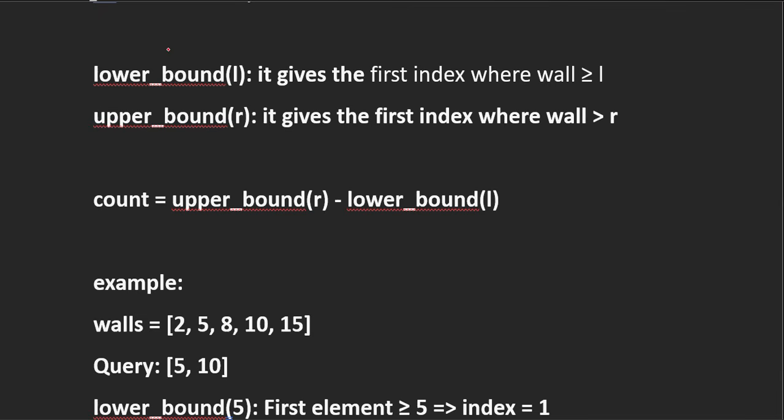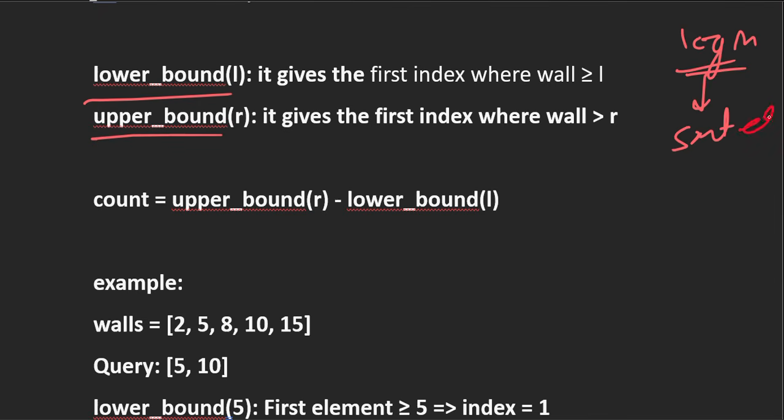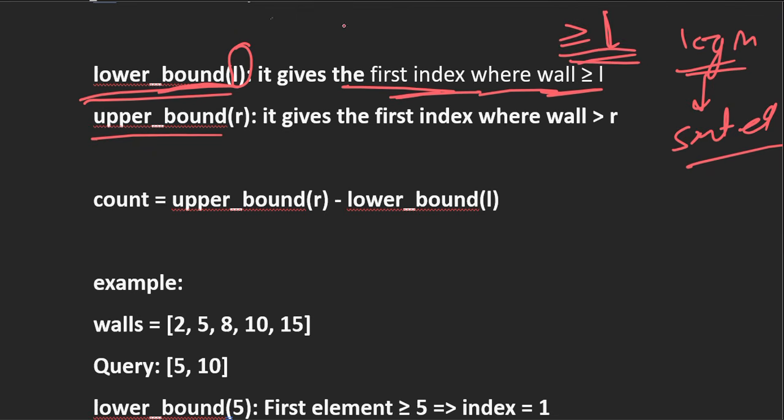I hope you know these two functions, lower bound and upper bound. Both work in log of n and only work on sorted arrays, right? Lower bound of some value L gives the first index where our value is greater than or equal to L. Similarly, upper bound of R gives us the first index where our value is greater than R.